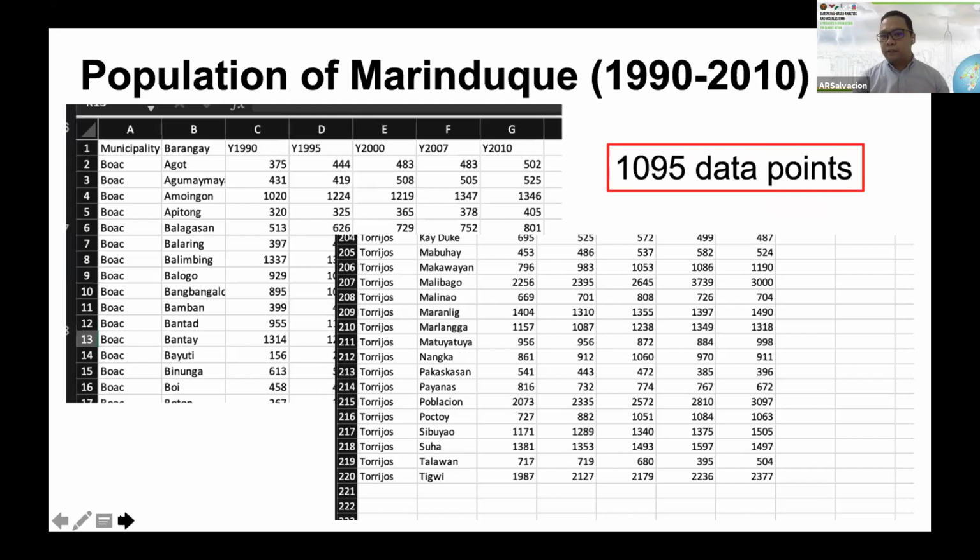This is a classical example I used to show my students the power of GIS. For example, this is the population of Marinduque, the province where I came from. As you can see, there are 219 barangays or villages. If you multiply that over 1990 to 2010, that's around 1,095 data points. So what are we going to do? How do we summarize these data sets in a meaningful way?